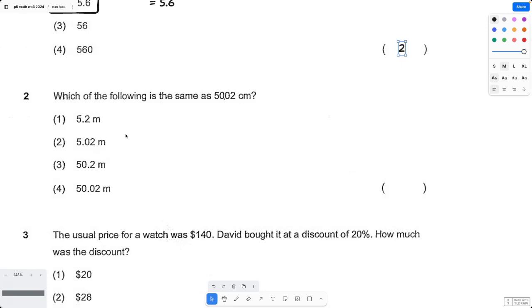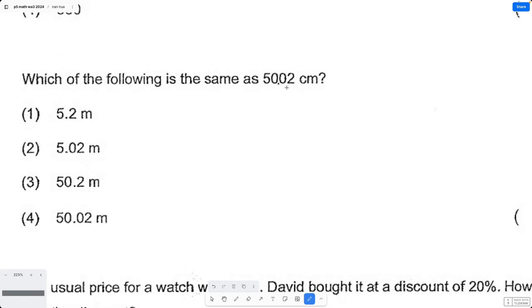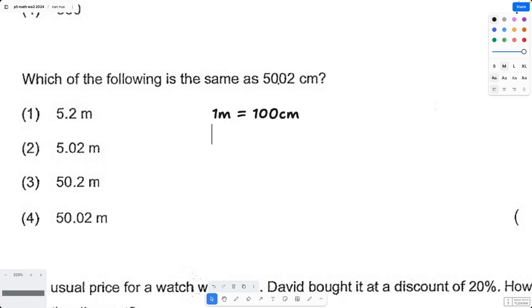All right, let's move on to question number 2. Question 2 says, which of the following is the same as 5002 centimeters? Ignore the dot here, there's no dot. So what is the same as 5002 centimeters? All of these are in meters. To give a recap, 1 meter is equal to 100 centimeters.